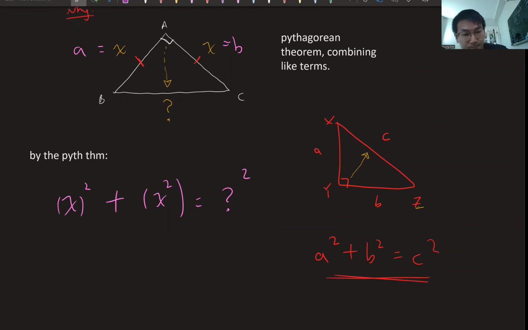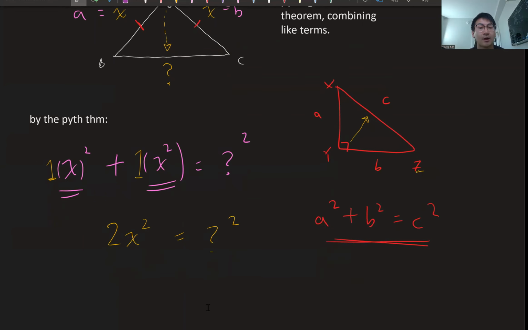Well, here you have x squared, and that's x squared, so those are like terms, and the coefficient, the number in front, there's a 1 in front of each of these. So this is like saying you have 1x squared and you have 1x squared, so together you have 2x squared. That means 2x squared is equal to this question mark, which represents the hypotenuse squared.